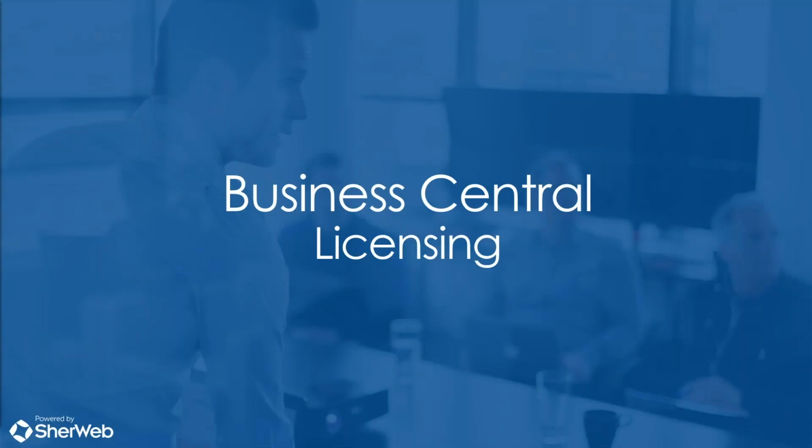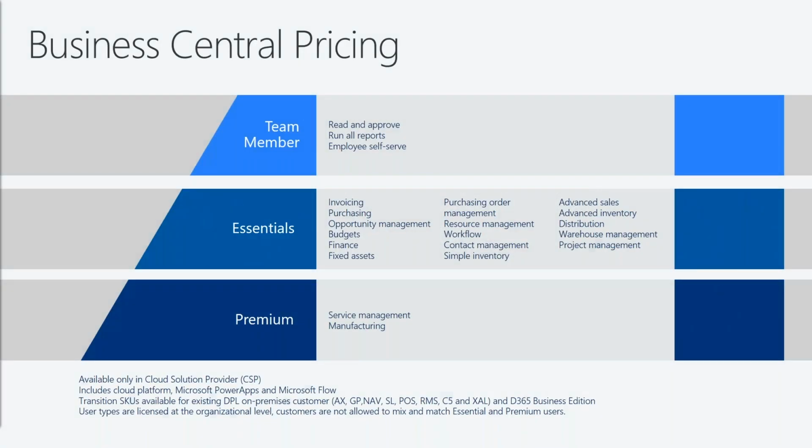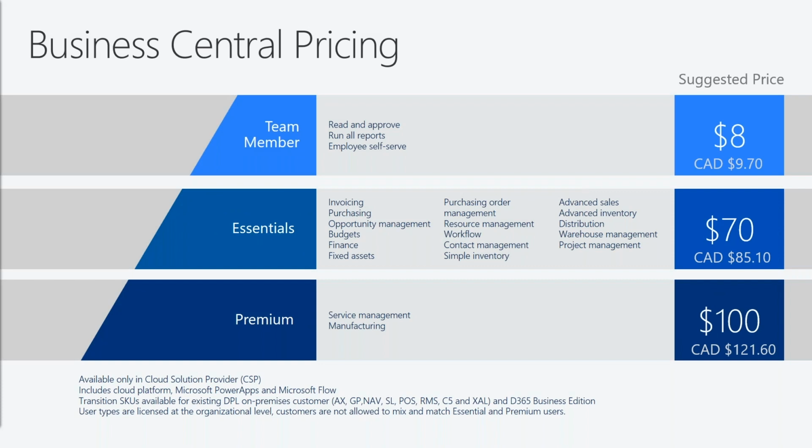It's pretty easy. Microsoft can do an easy licensing. This is possible. They made it here. So you have the pricing on the screen. What a team member can do is the light tasks and having access to the data: read and approve, run all reports, and employee self-service. The big number is the price in US, the small number is the price in Canadian.